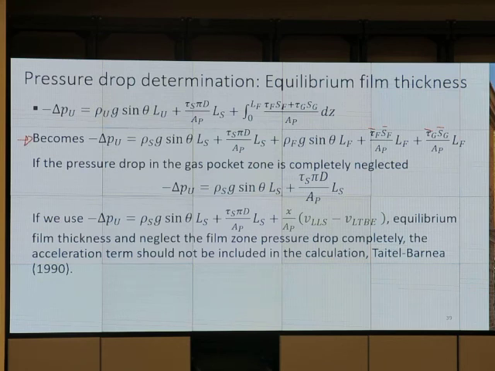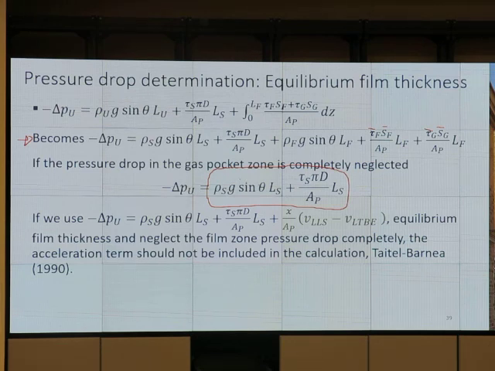We can approximate more. Pressure drop in the gas pocket is small. Typically it's small. Most of the time, think about it. If you flow something fast, the length of film may be 2 times the length of the slug body, but over there it is slow. It's very slow, so friction is less. Hydrostatic head, not much. So we can neglect that and we have just this.